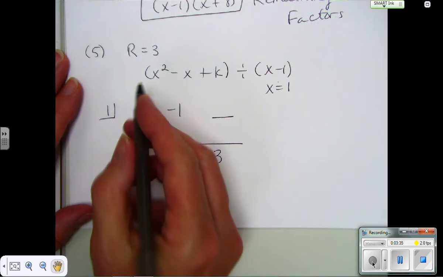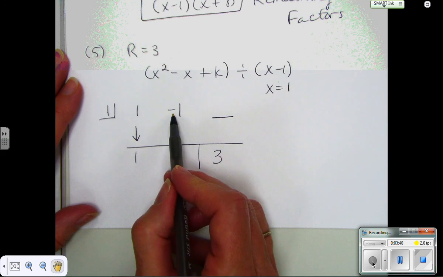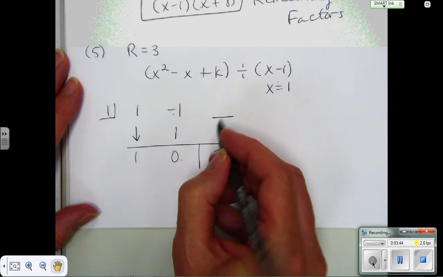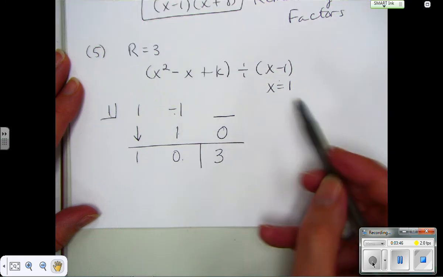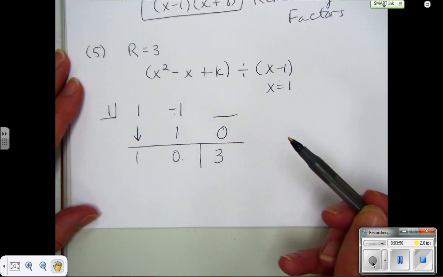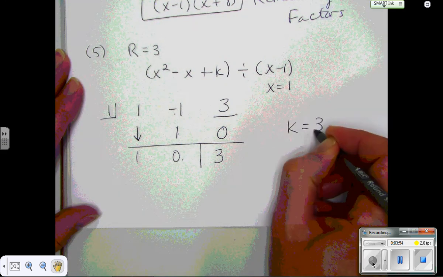So if I bring down my first term, 1 times 1 is 1, negative 1 times 1 is 0, 0 times 1 is 0. So what would that k have to equal in order for this to work out? That's right, it would have to be a 3. So k would have to equal 3.